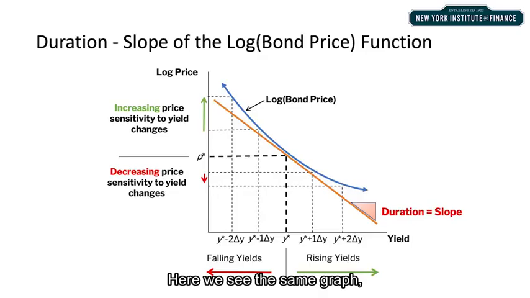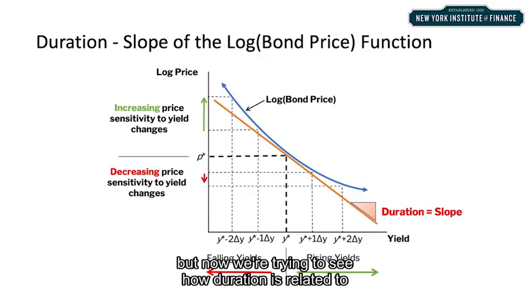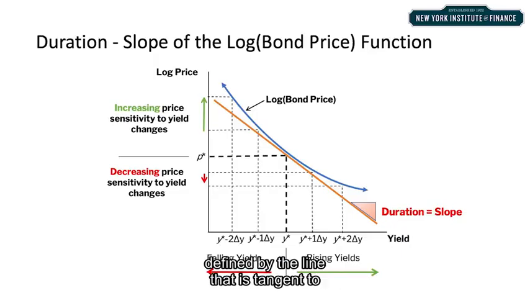Here we see the same graph, but now we're trying to see how duration is related to the slope of the log of the bond's price curve. You can see that the duration is defined by the line that is tangent to the bond price curve at a particular yield and is defined by the slope of that tangent line. Duration is a linear first-order approximation of the percentage change in the bond's price for a given increase or decrease in yields. A plus or minus delta y is shown.